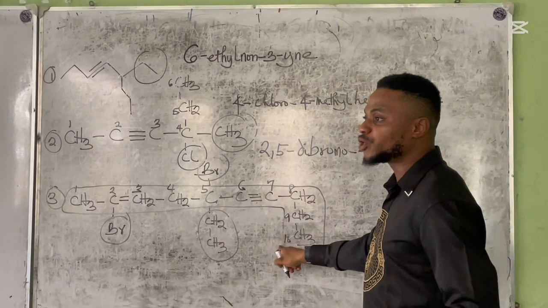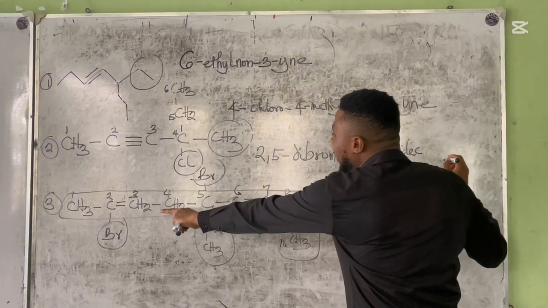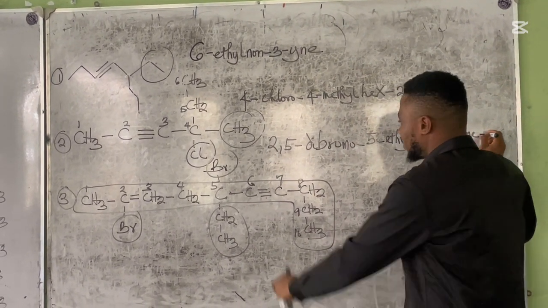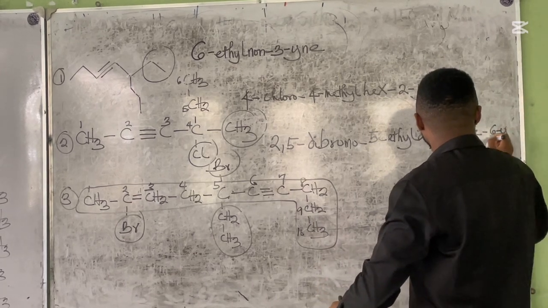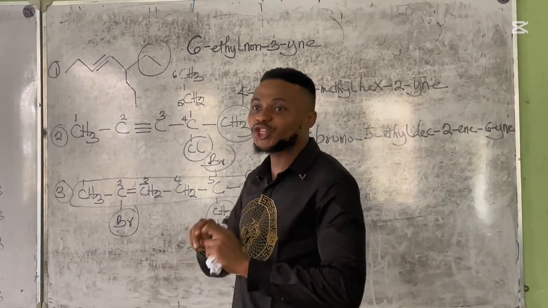Now look at this. We have 10 carbons, right? So now we say dec. The double is at carbon what? Dec-2-en-6-yne.